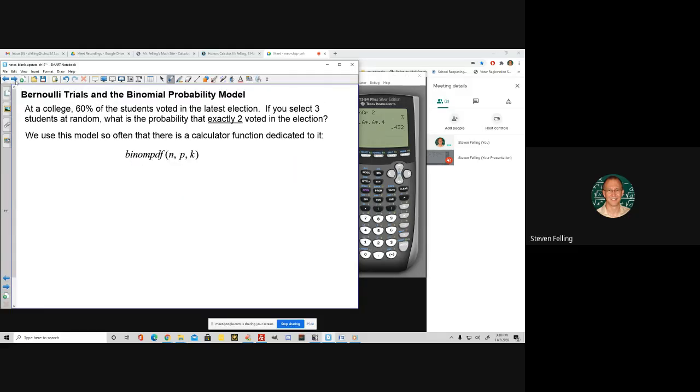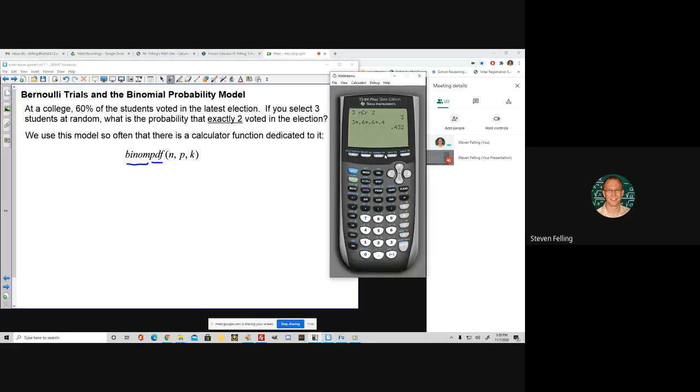In fact, this happens so frequently that the calculator has a function in it that's devoted to it. It's called the binomial PDF function. And it's in the same spot as normal CDF is. Okay, so binomial PDF, let's take a look at where it is. If you go to the distributions menu, so second and variables key, where we find normal CDF, if you keep scrolling down here, there are two functions here named binomial. There's binomial PDF and binomial CDF.